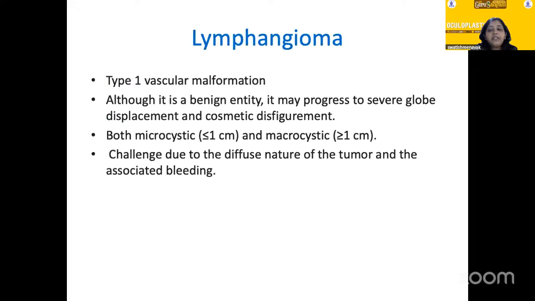Now coming to the next tumor, which is lymphangioma, a type 1 vascular malformation. Although it is a benign entity, it may progress to severe globe displacement and cosmetic disfigurement. It can be either microcystic, where the cysts are less than 1 cm, or macrocystic, where they are more than 1 cm. The challenge is due to the diffuse nature of the tumor and the associated bleeding.